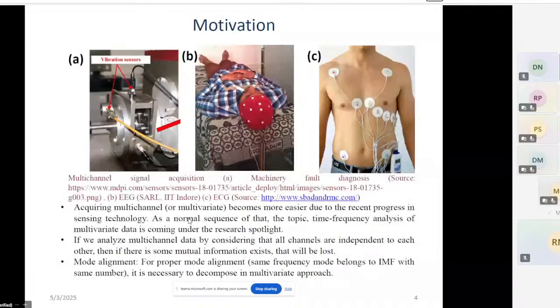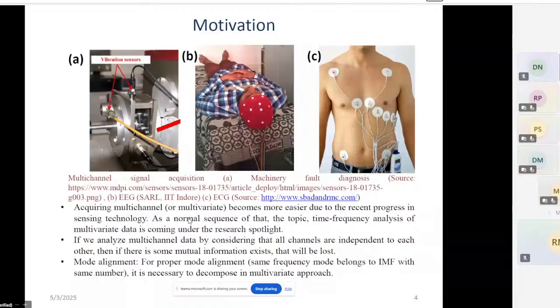Now in real life, there are many scenarios where we have multi-channel data. Some of the examples are depicted here. The first example comes from vibration study, like gear fault diagnosis. We study multi-channel vibration signals, and we use all of them to detect the fault in the gears.